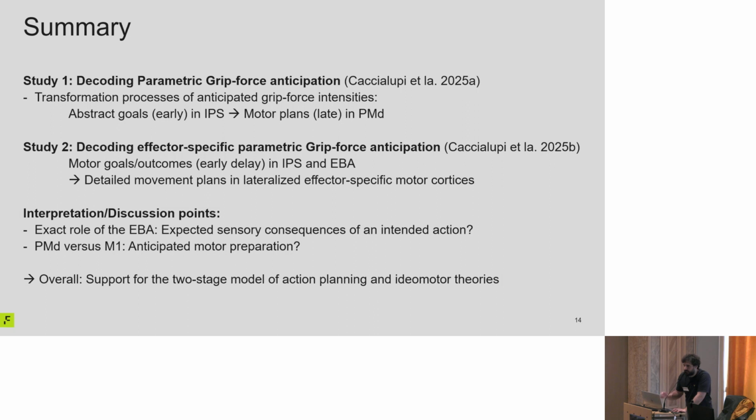To sum up, the first fMRI multivoxel pattern analysis shows a likely transformation process for more abstract goals or action selection in the intraparietal sulcus, and in contrast, in the second delay period, we have a more specific and detailed movement preparation in the dorsal premotor cortex.